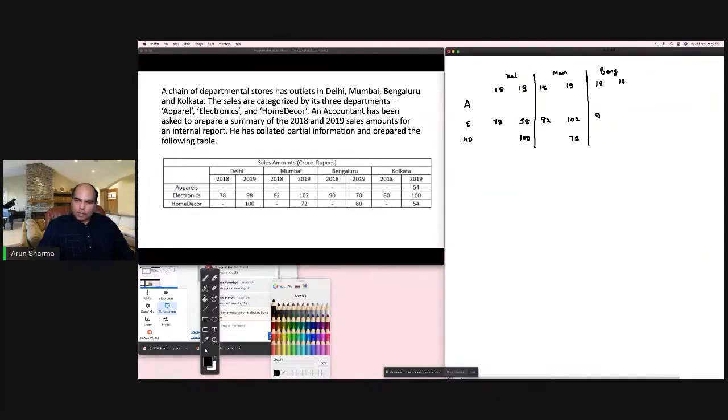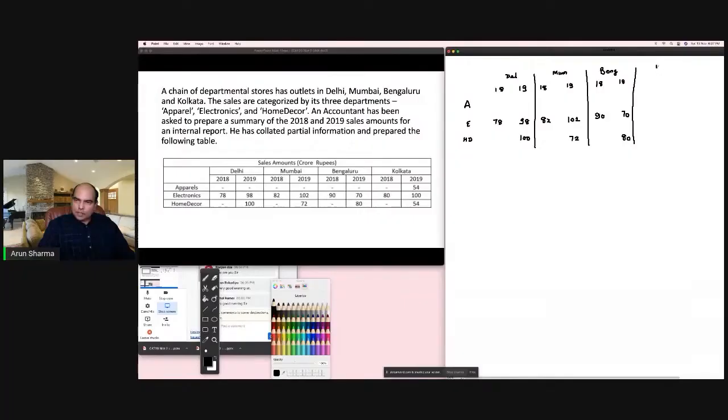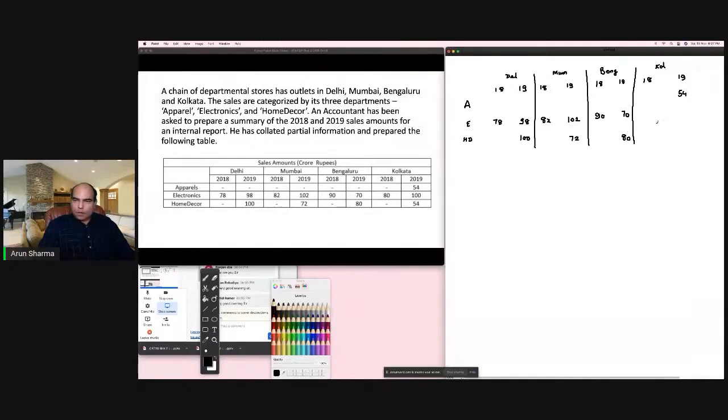And what you should also realize when you're doing this kind of question is that the missing data information will come to you in the form of some puzzle inside the problem. So they're going to give you some puzzle inside the problem, and the solving of the puzzle is what is going to give you the answers to the question. So the challenge for you is always going to be to solve the puzzle that is going to be thrown at you. So as you can see, the apparel has only one number given to you.